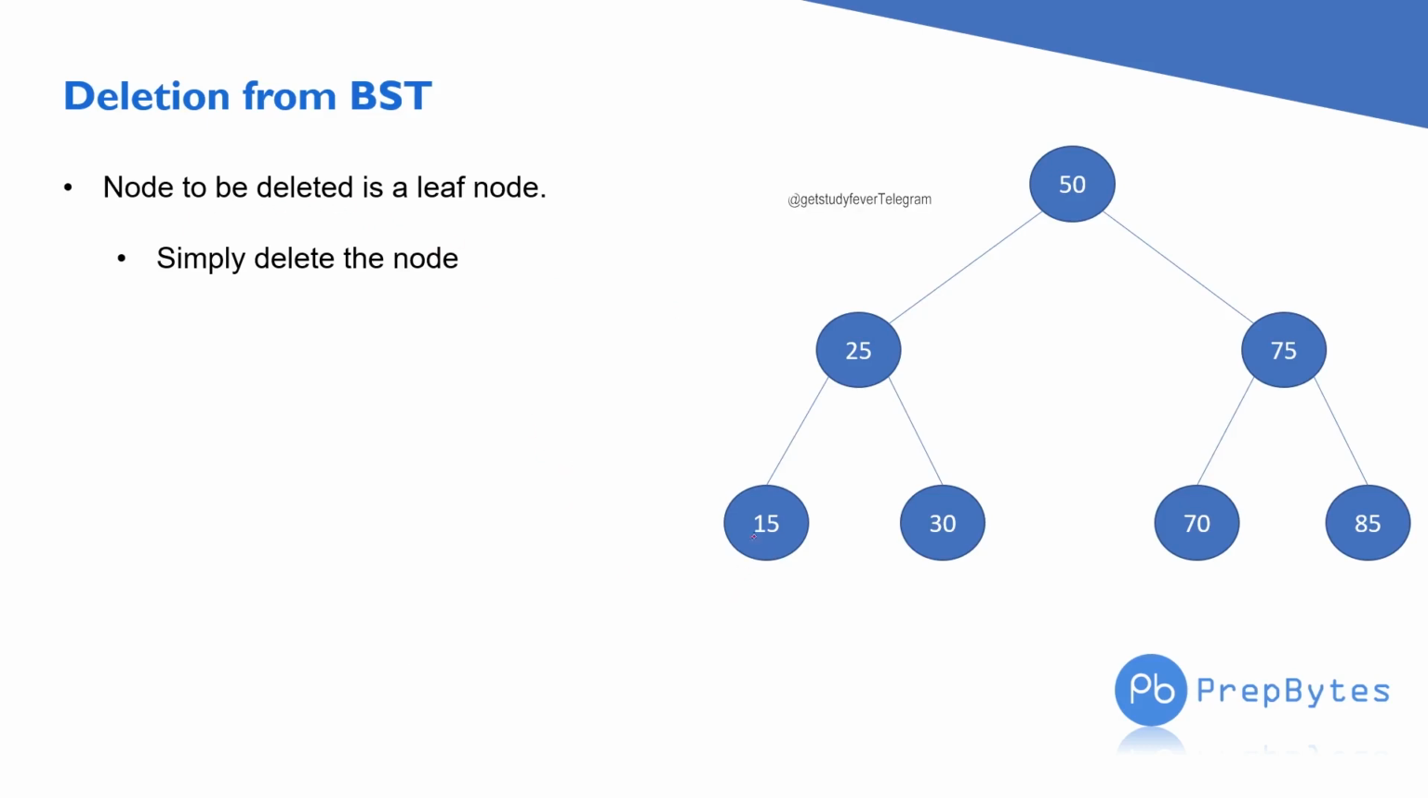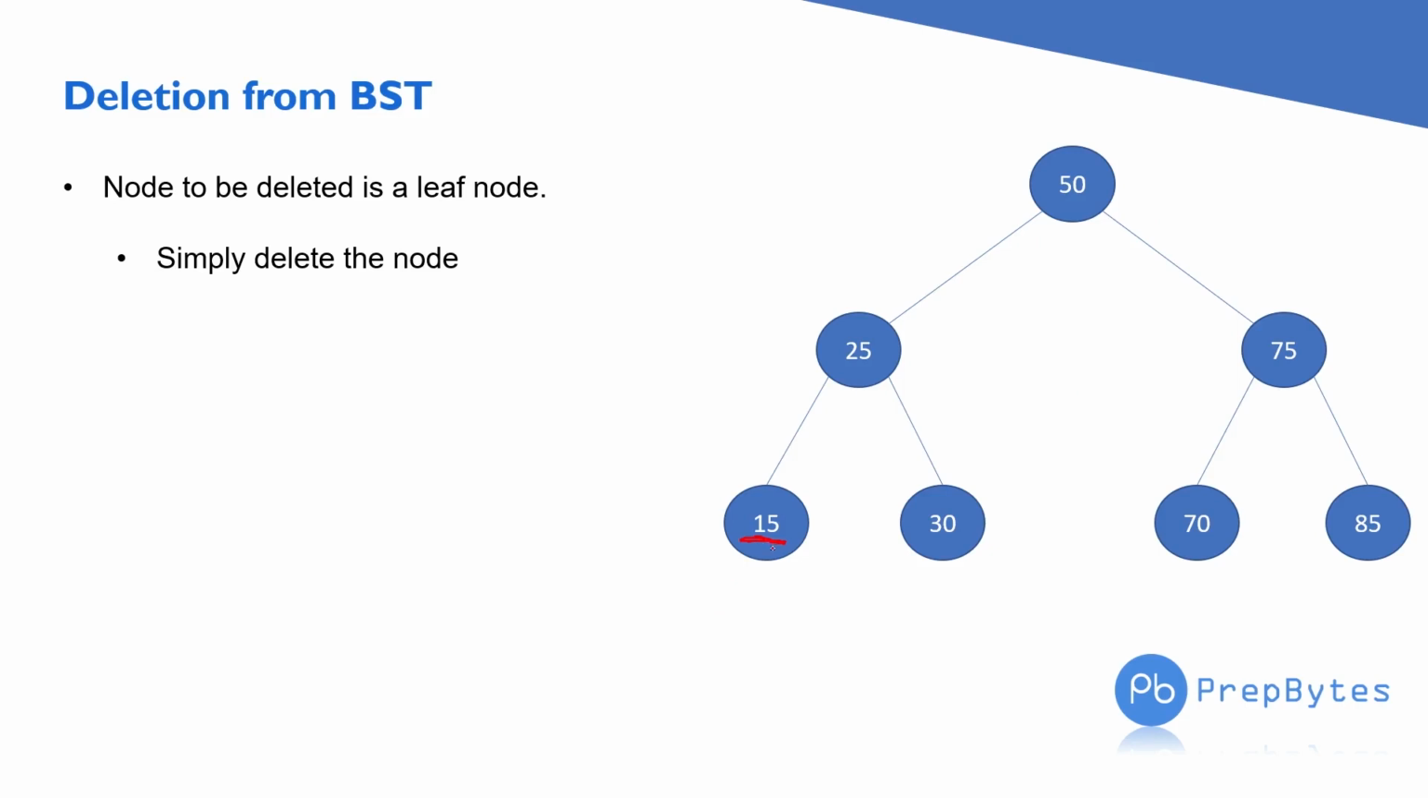So if I want to delete 15, I can directly delete 15 without disturbing any property of my BST. Okay, because of those properties that in the left side the lesser element will be there and in the right side the greater element will be there. Therefore the deletion has to be taken care of. So in case of deletion we have to take care of a few points, correct?